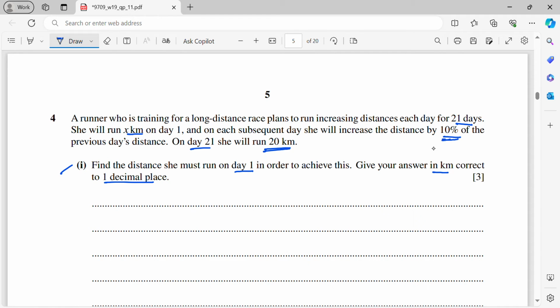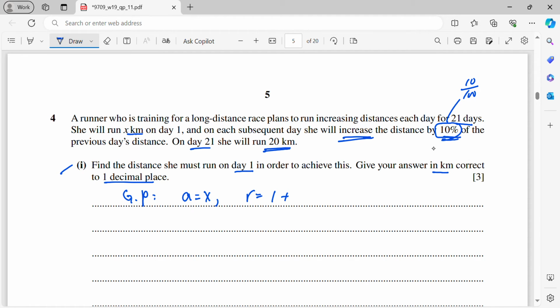So because of increasing by 10% every day, that means this is a geometric progression. So I will write geometric progression. My first day is X. Okay, but because of increasing by 10%, now my r becomes 1.1, because 10% is basically 10 over 100.